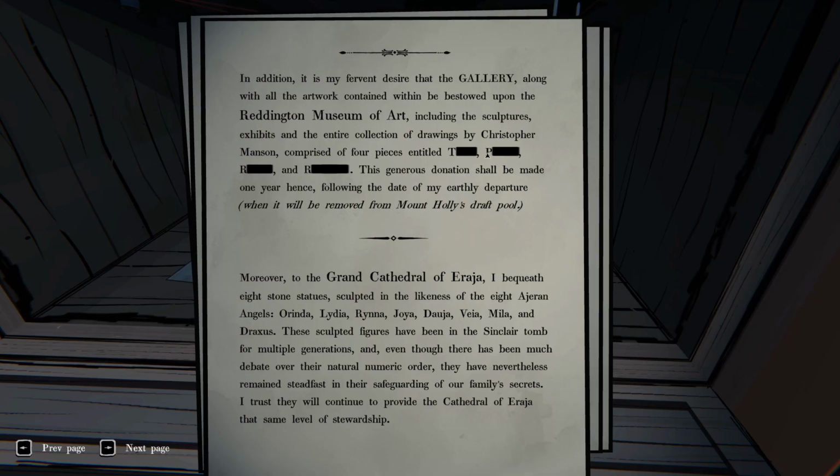Think, ponder, realize, and ruminate. To the Grand Cathedral of Awaja, 8 stone statues of the 8 Awasian angels: Orinda, Lydia, Winner, Joya, Doja, Vaya. I was right about Vaya. Myla, and Draxus.